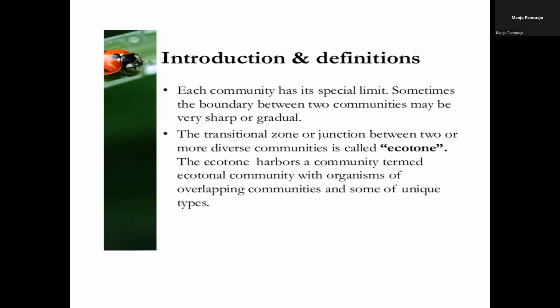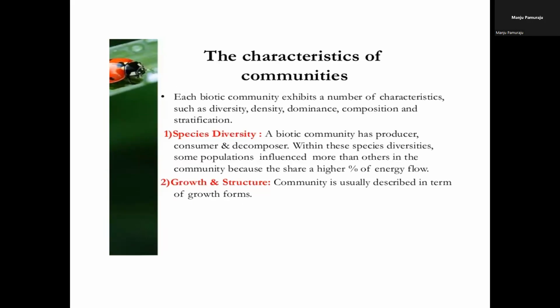Here two different communities are there. In between the two communities, some overlapping of zones takes place, so organisms of both communities are present in this area. It is an overlapping of communities with some unique types. So the important point is that the ecotone is a transitional zone or junction between two or more diverse communities. Next is the characteristics of the community.